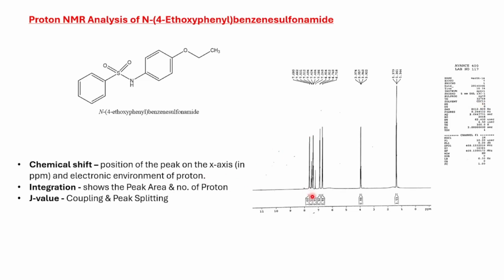Chemical shift actually tells us the position of peaks on the x-axis. The right side tells us the shielded protons and the left side tells us the deshielded protons. Integration shows the peak and number of protons, and the J value tells us the coupling and peak splitting.